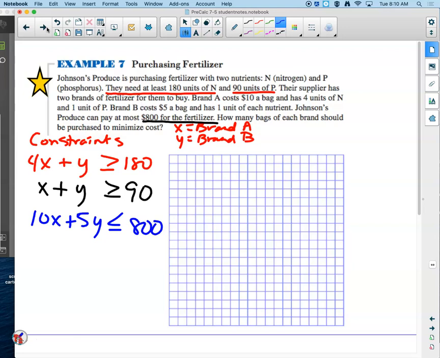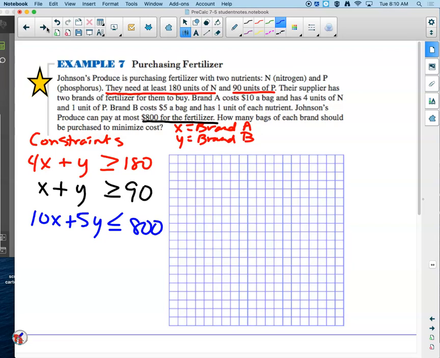Now, we read through it quick again and realize, well, we used the 180, the 90, $10 a bag, 4 units, 1 unit. Brand B, $5 a bag. We used that. 1 of each nutrient, pays at most $800 for the fertilizer. Bless you. And those are the big ones.